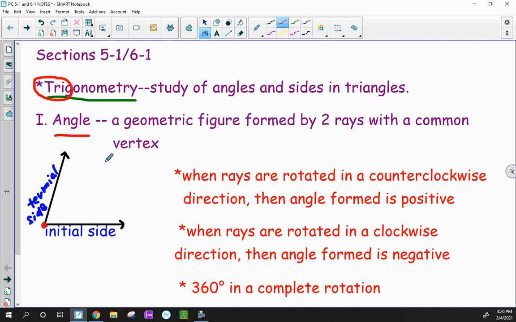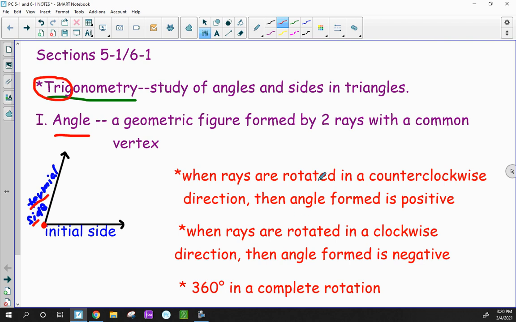The initial side of an angle is the position. I want you to imagine this graph on graph paper. It's always on the x-axis. It's called the initial side. This is where the angle begins, and then when it opens up in this direction, it forms the rest of the angle. The second ray of this angle is called the terminal side. So we need to know the difference between those two words.